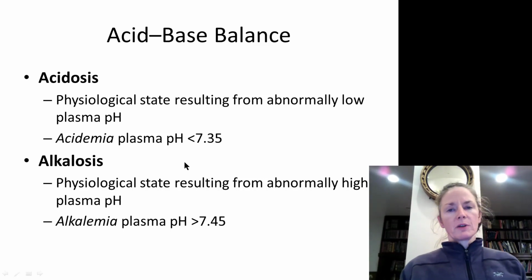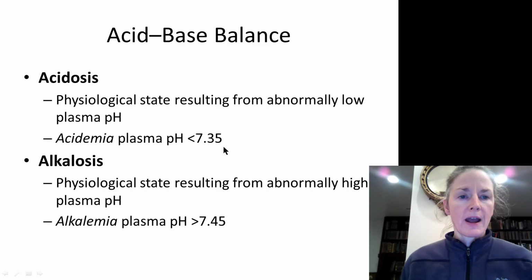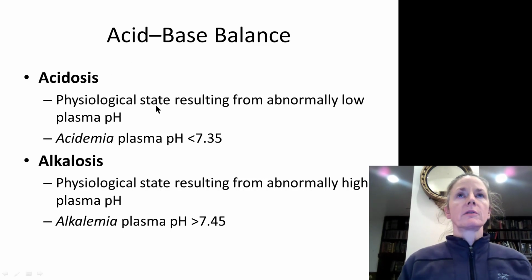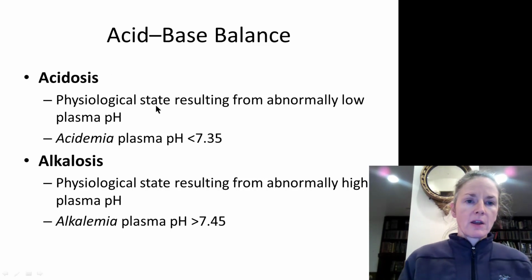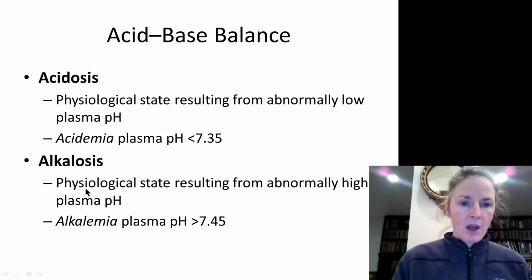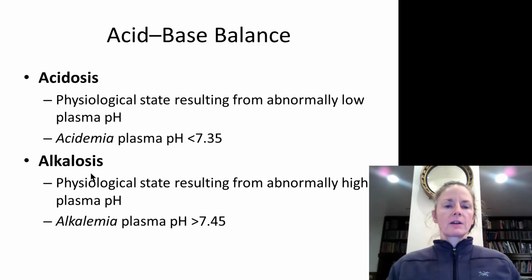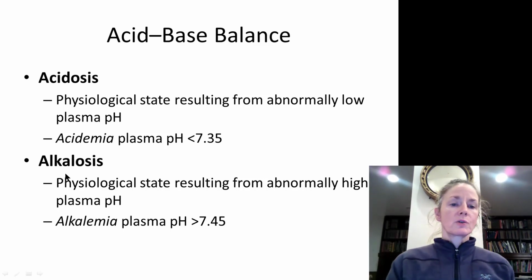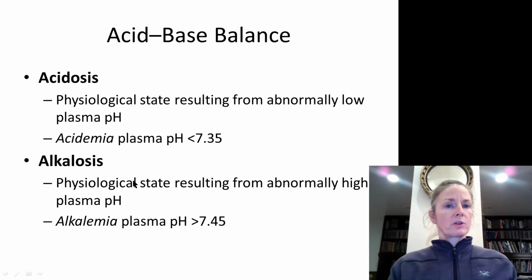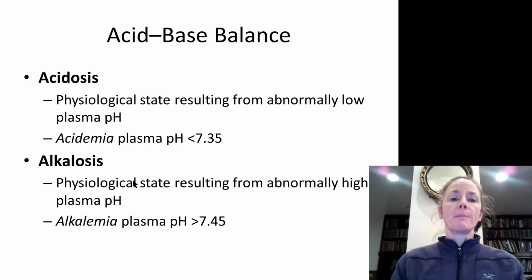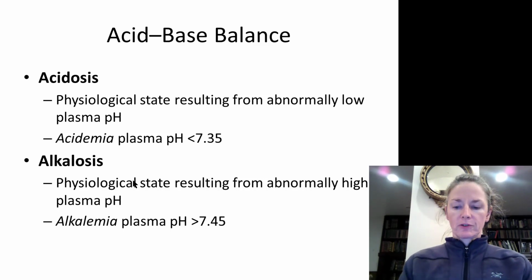Acidosis and alkalosis can be of two forms. We can have a respiratory acidosis or alkalosis from either not clearing enough carbon dioxide from the breath, in which case we would get acidosis from a buildup of carbonic acid, or if we exhale too much carbon dioxide, we could start to get alkalosis. But the more dangerous types of acidosis and alkalosis are metabolic acidosis and alkalosis.